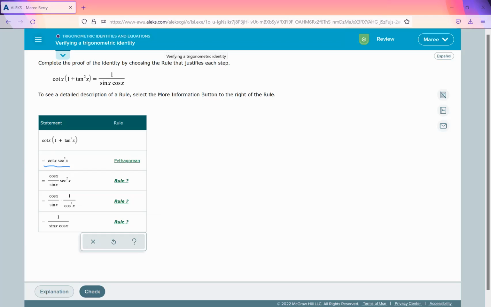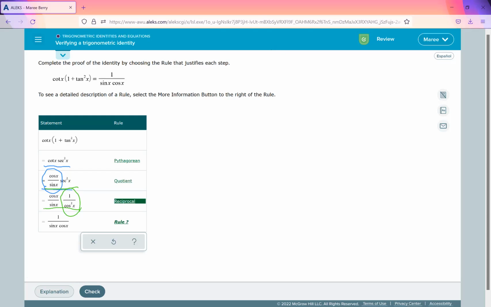So if you look at what changed between what's written here and what's written here, you can see that the only difference is this fraction now. So that means that they changed cotangent into a quotient. So this would be the quotient identity. And then when we look at what changed between what's written here and what's written here, you see that the cosecant squared is a reciprocal of the cos squared. So this would be the reciprocal rule.